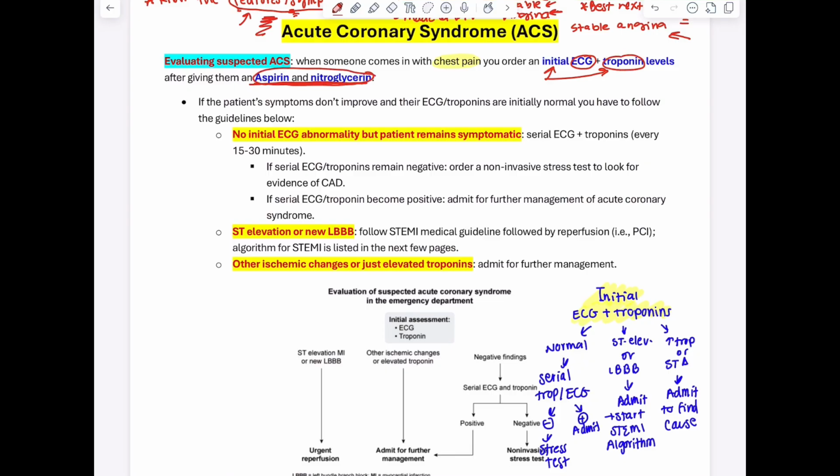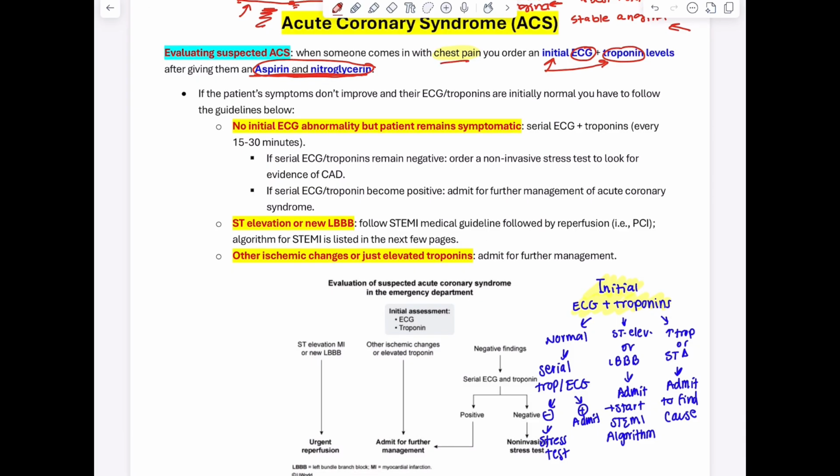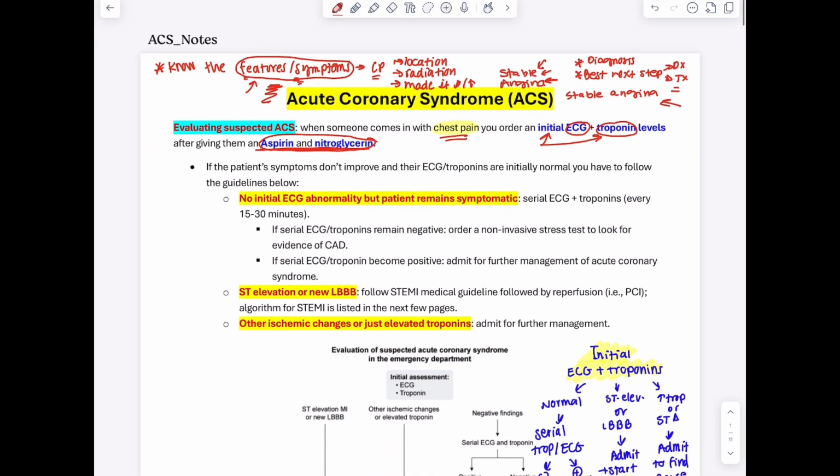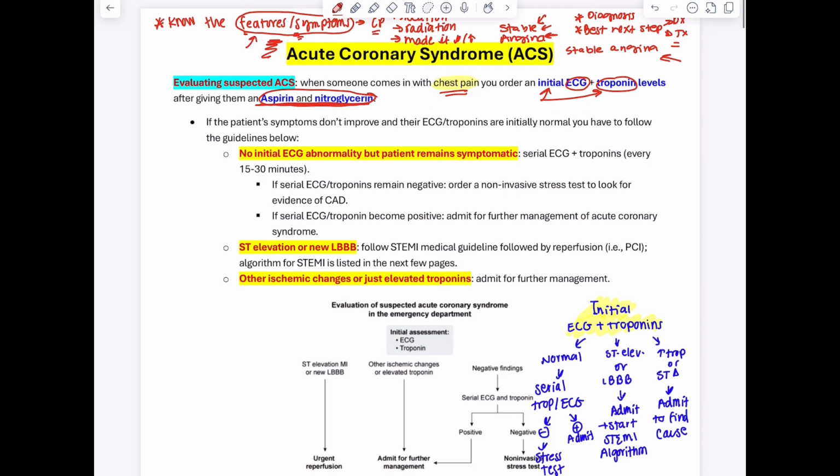Most of the questions you're going to come across, they will already tell you that there's an initial ECG. They're going to tell you if it's abnormal or normal. They're going to tell you that they order troponins. So most of the time they're not going to ask you to do this, but let's say you're reading a question about chest pain and they haven't done the initial ECG or the troponin levels, then you know that's going to be the very first step you do.